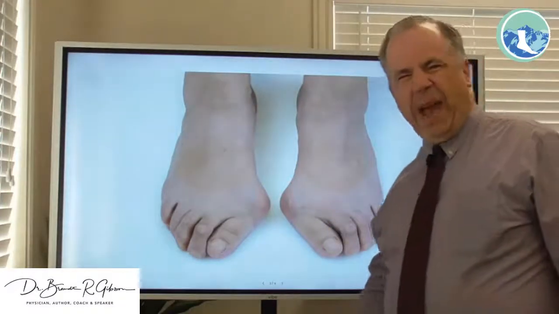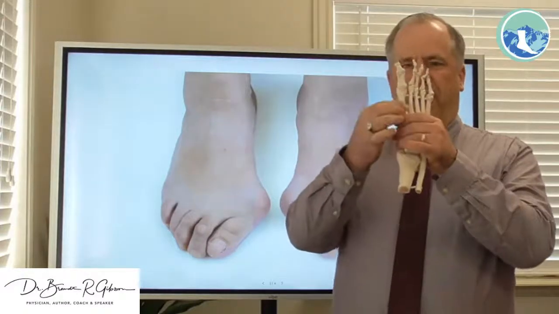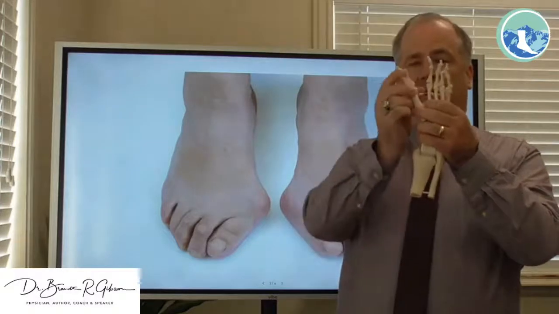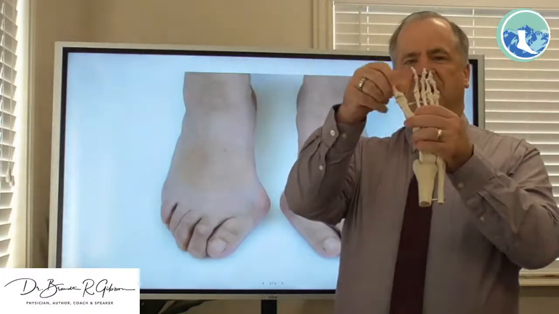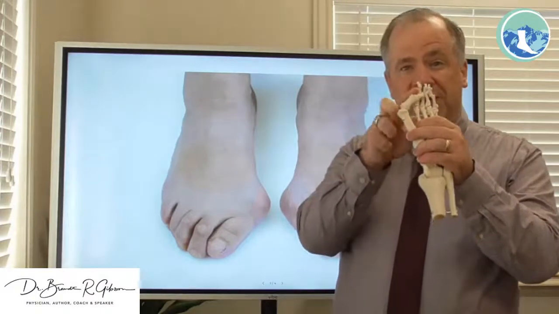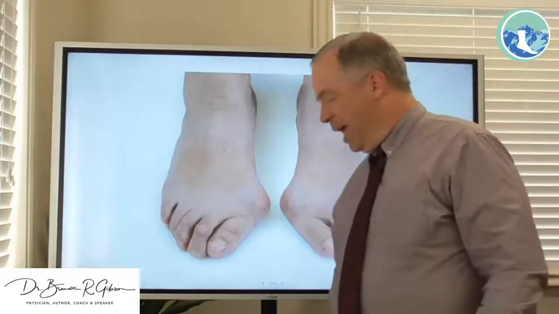So what's actually happening in a bunion? The easiest way is to show you on a model here. You've got the foot, the bone should be nice and straight, but in a bunion, this bone tilts out, which causes the toe itself to turn in, which causes the bunion. And then you get pressure on the outside of that toe and you start to create extra bone or extra problems in that way. And it becomes a big deal.